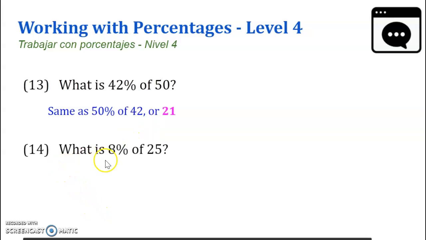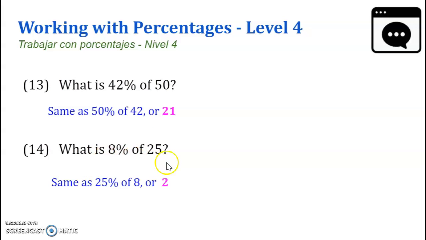What about this? 8% of 25. How do I figure that out? Well, 25 is an easy number or nice number. 8 is not so nice, but we can think of this as 25% of 8. That means half of another half. So half of 8 is going to be 4, and half of that is going to be 2. So 8% of 25 is just 2.